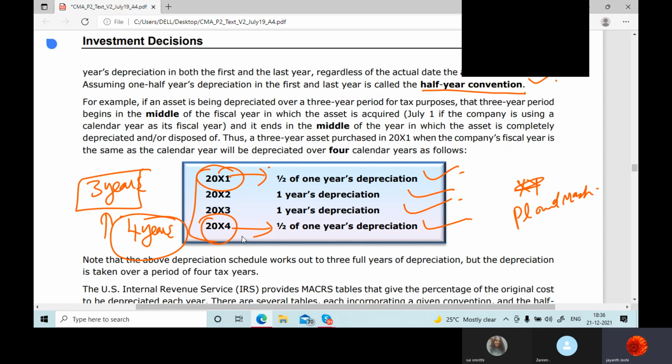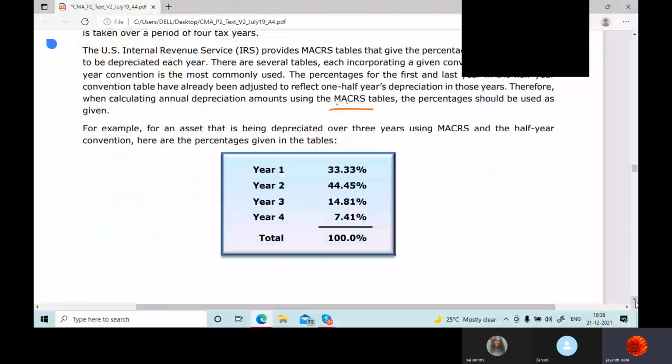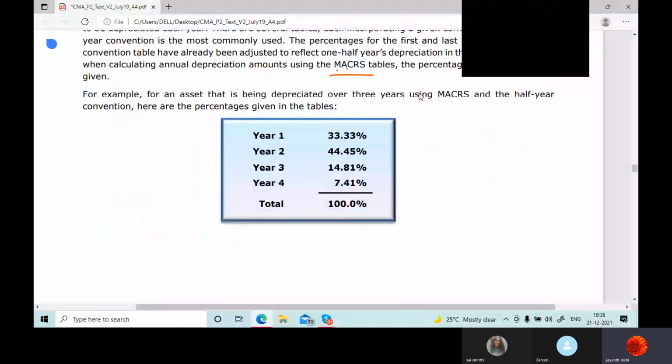Please have a look through this. I'll move forward and solve an example to prove this. Any doubts? As far as I'm concerned, I don't think you're having any doubts. If you have, you can bring it to my notice. No, sir. Okay. Zarina, is it all right for you? Yes, sir, it's all right. Yeah, new concepts, but they're not that complicated. Here they have given the percentages, you just have to apply the percentage. First year, half year convention, so you would be applying 33.3%, then second year, third year, fourth year. And don't worry, these percentages would be given to you. No need to mug up, no need to learn by heart.